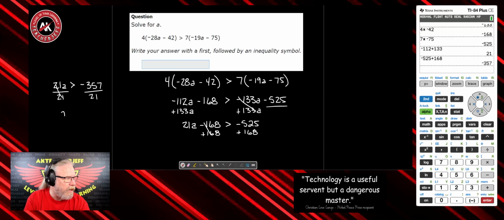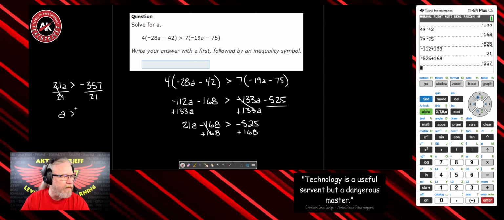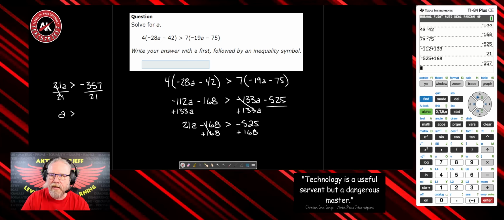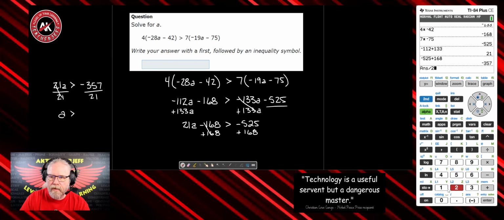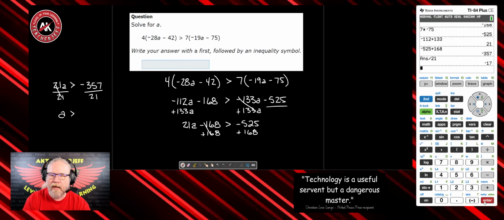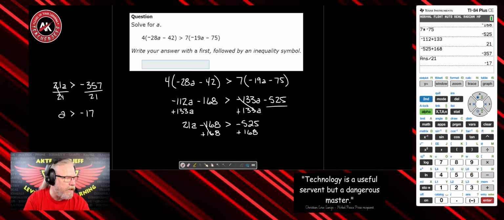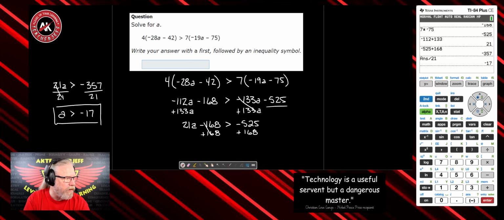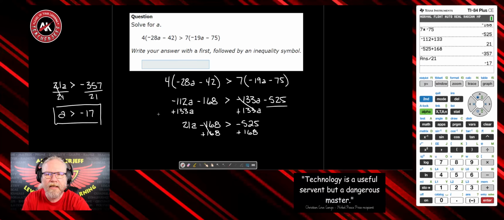So those 21s will cancel. So I end up with A is less than negative 357. And we're going to go ahead and divide that answer by 21. And that will give us negative 17. So in the end, our solution to this lengthy problem is A is greater than negative 17.